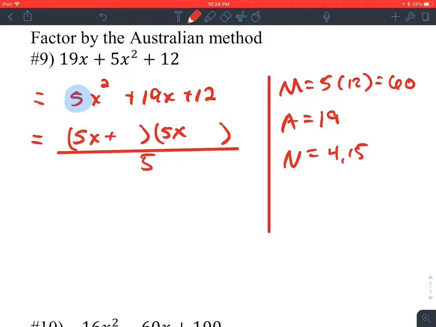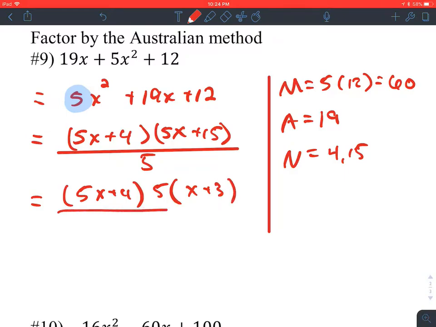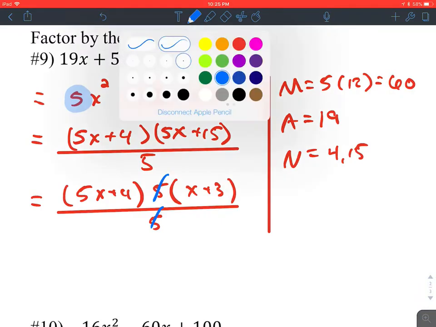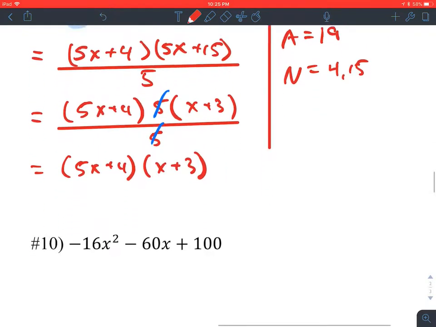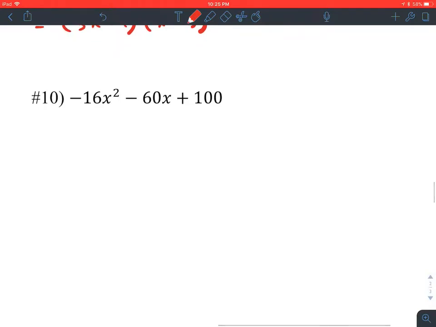You put one of those in one of the binomials, one in the other. It doesn't matter which is which. In the second binomial, there's a GCF of 5. How convenient. Because we were dividing by 5. In fact, we had put the 5 down under. Australia! Which gives us the binomials 5x plus 4 and x plus 3. 'Tis factored. Let me show you one more of the Australian method.